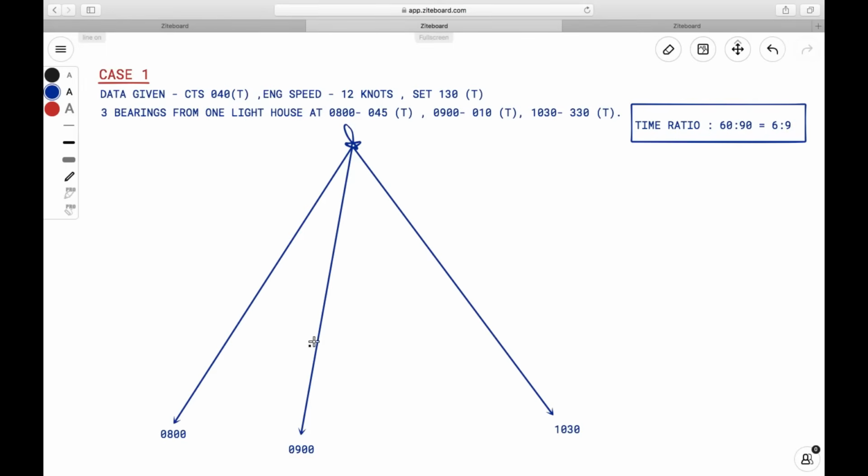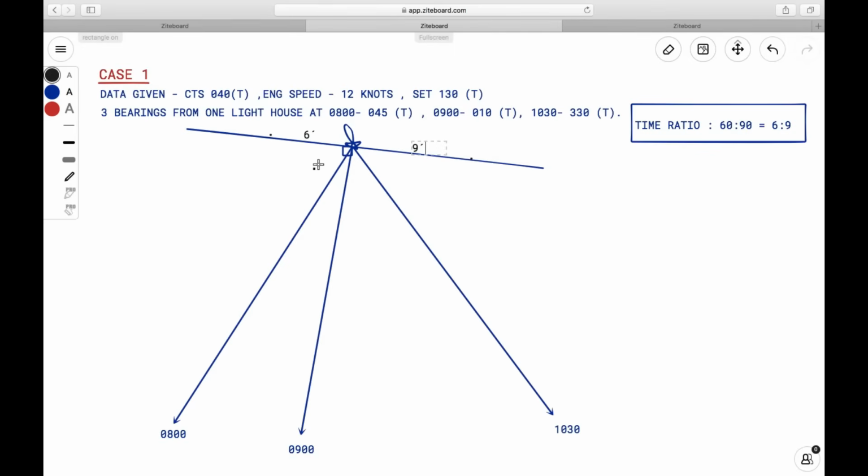Now we need to go ahead with the problem. First thing you need to do is draw a perpendicular to your middle bearing, that is 0900. Suppose this is your perpendicular to 0900 through the lighthouse, making a 90-degree angle here. Next, you need to divide this line in the ratio on both sides. This side is 0800 to 0900, so the 6th part is this one. Let us divide it into 6 like this. Suppose this is 6 minutes, and this side is 9 minutes over here.